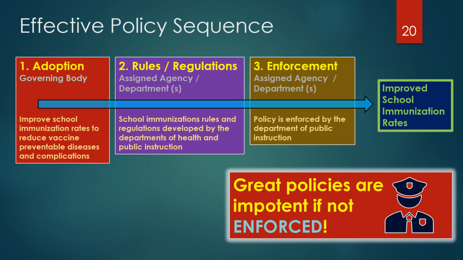There are generally 3 effective policy sequence steps. The first step is adoption of the policy by the governing body's legislative process. The governing body commonly determines who will be assigned to develop the appropriate rules, regulations, and policy enforcement. The second step is the development of appropriate rules and regulations by the assigned agencies or departments. The third step is determining how the policy's rules and regulations will be enforced.